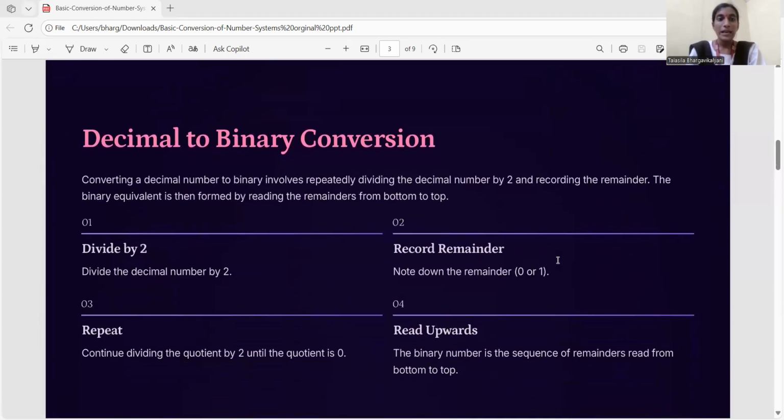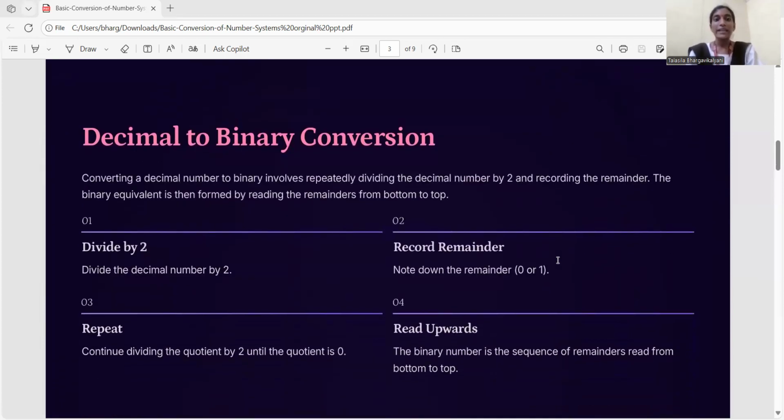Now, first we'll see about decimal to binary conversion. Converting the decimal number to binary, we have four steps. First one is dividing the given decimal number by 2. We need to divide the number and need to write the remainder beside it. The remainders must be 0 or 1.